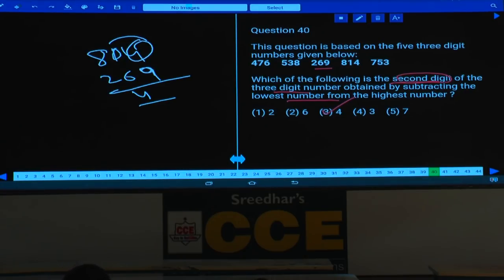3. Here the question is about the second digit, hence we are focusing only on the second digit rather than subtracting the entire number. Clear now? Now this is about question numbers 36 to 40.